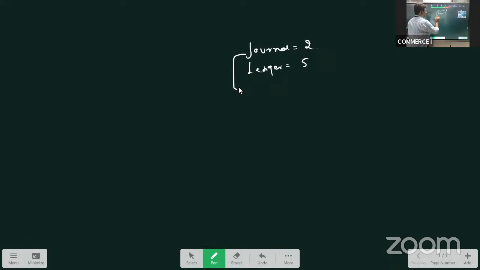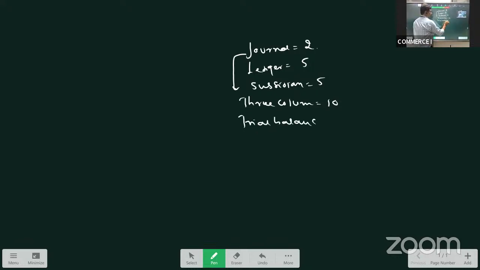Then we did subjournals, that is subsidiary books. They have a weightage of 5 marks. Then we did 3-column cash books having a weightage of 10 marks. Now we are doing trial balance, having a weightage of 2 marks. And after this, tomorrow, we will start final accounts having a weightage of 20 marks.